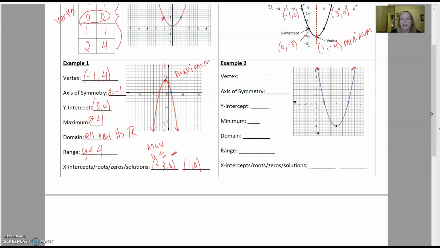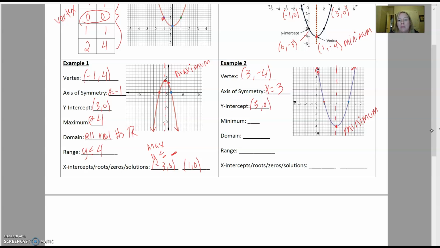All right, so the next parabola is a minimum because, again, the lowest point is the vertex instead of the vertex being the highest point. That coordinate looks to be at (3, -4). All right, again, our axis of symmetry is that line that splits it in half, and so it's x equals the x value of the vertex, which in this case is 3. This graph has a y-intercept at (0, 5).